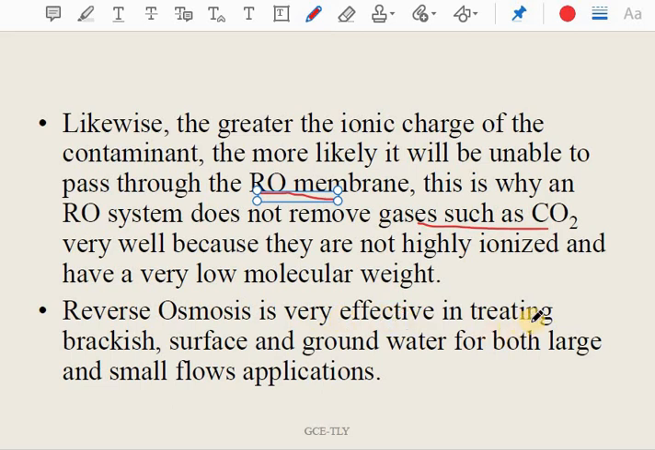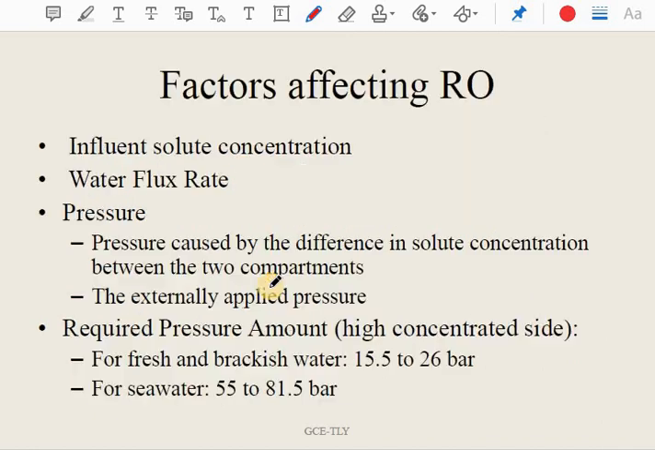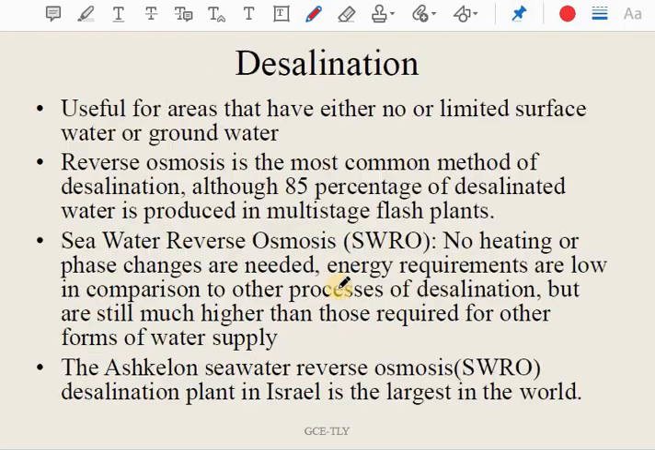RO is very effective in treating brackish water, surface water and groundwater for both large and small flow applications. Some factors affecting RO filtration are solute concentration, the flux rate of water, and the pressure, which is caused by the difference in solute concentration between the two compartments and the external applied pressure. The required pressure on the highly concentrated side is between 15.5 and 26 bars for fresh water and brackish water, and between 55 and 81.5 bars for seawater.